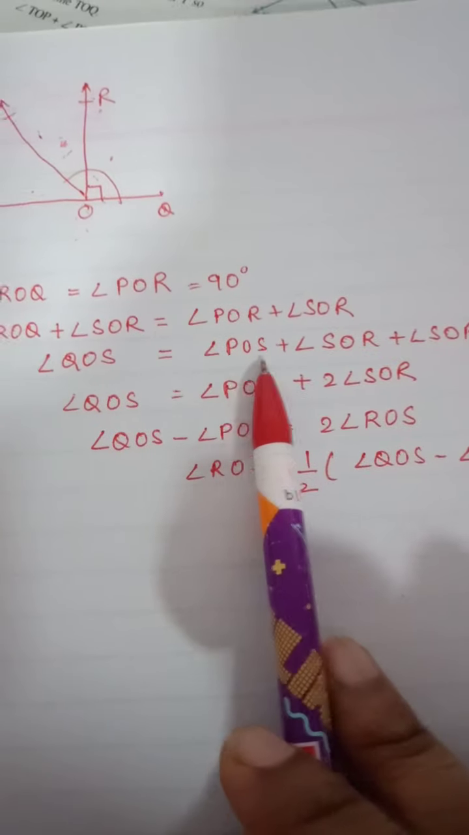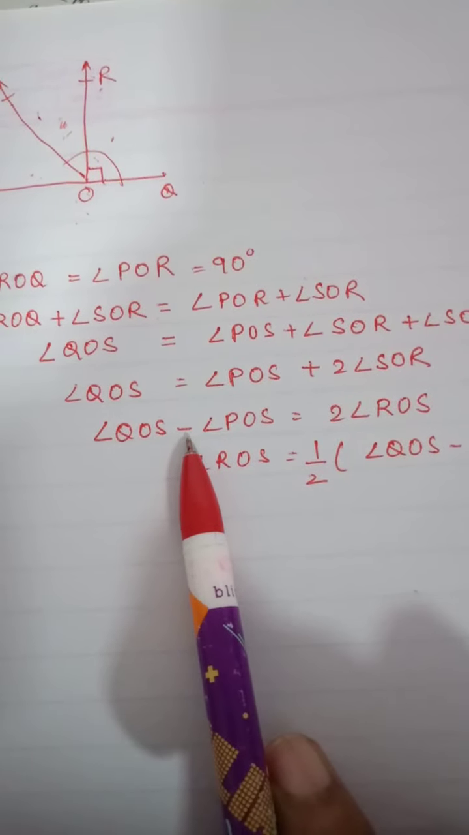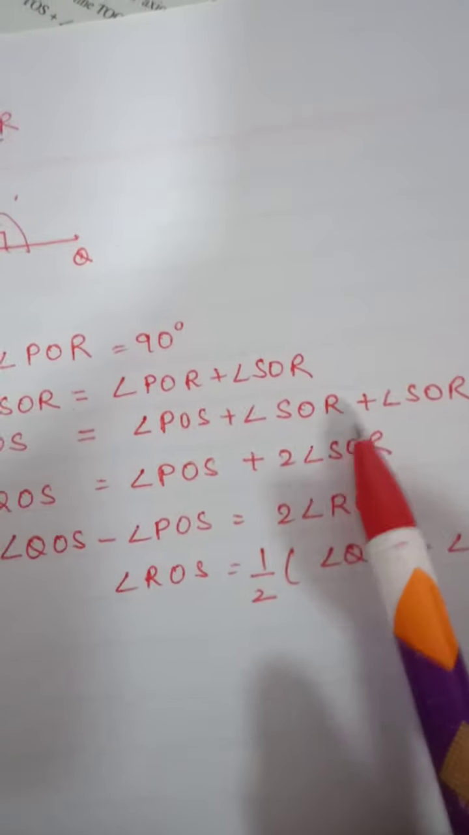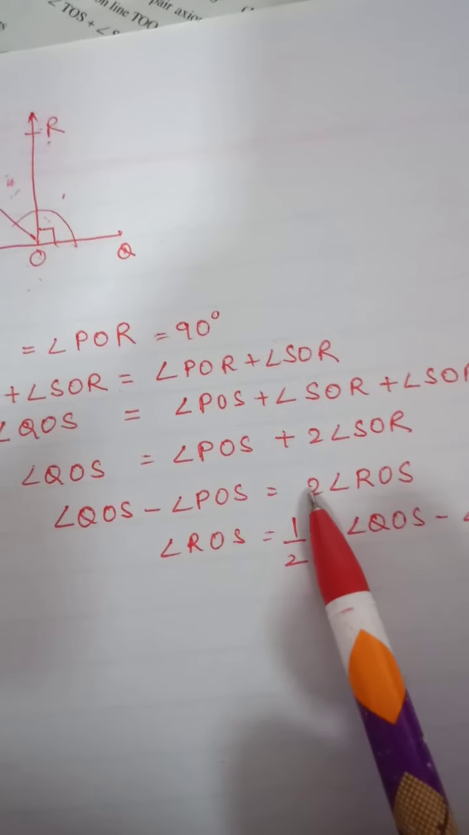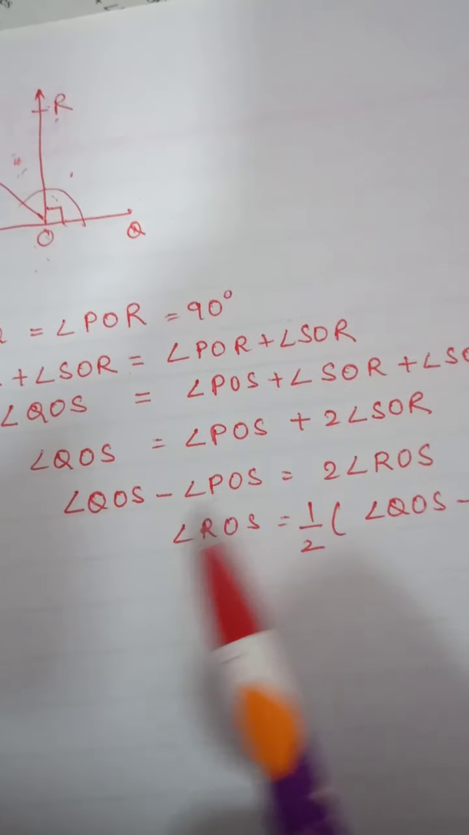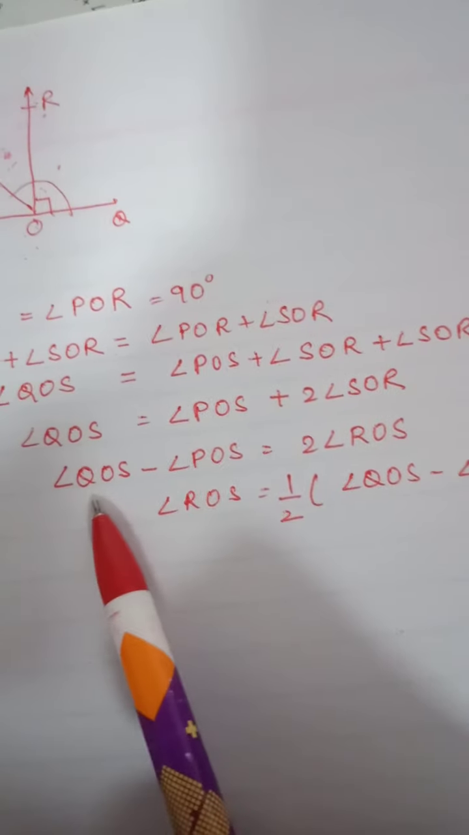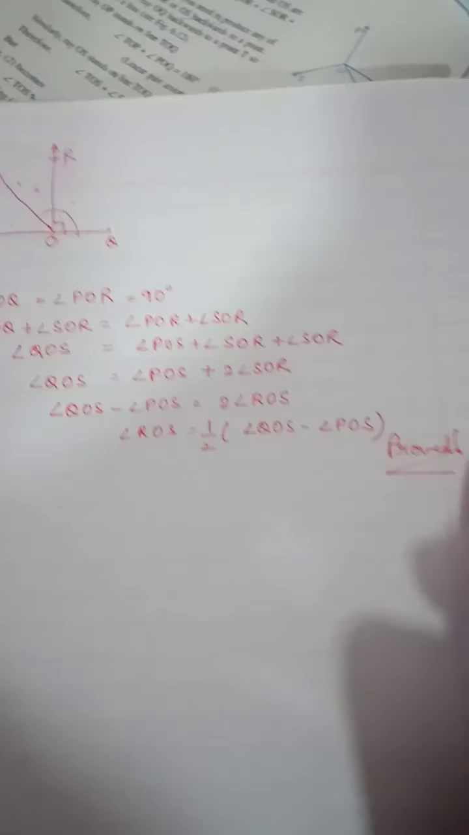Okay, now this we move to the LHS side. So here it was plus, it became minus. Now here we have two angle SOR or ROS, because in the proof ROS is written, that's why I am writing ROS here. Either ROS or SOR is fine. Then move this from the RHS to the LHS side and divide it by two. Okay, then you will get angle ROS equal to half of angle QOS minus angle POS. This is the proof.